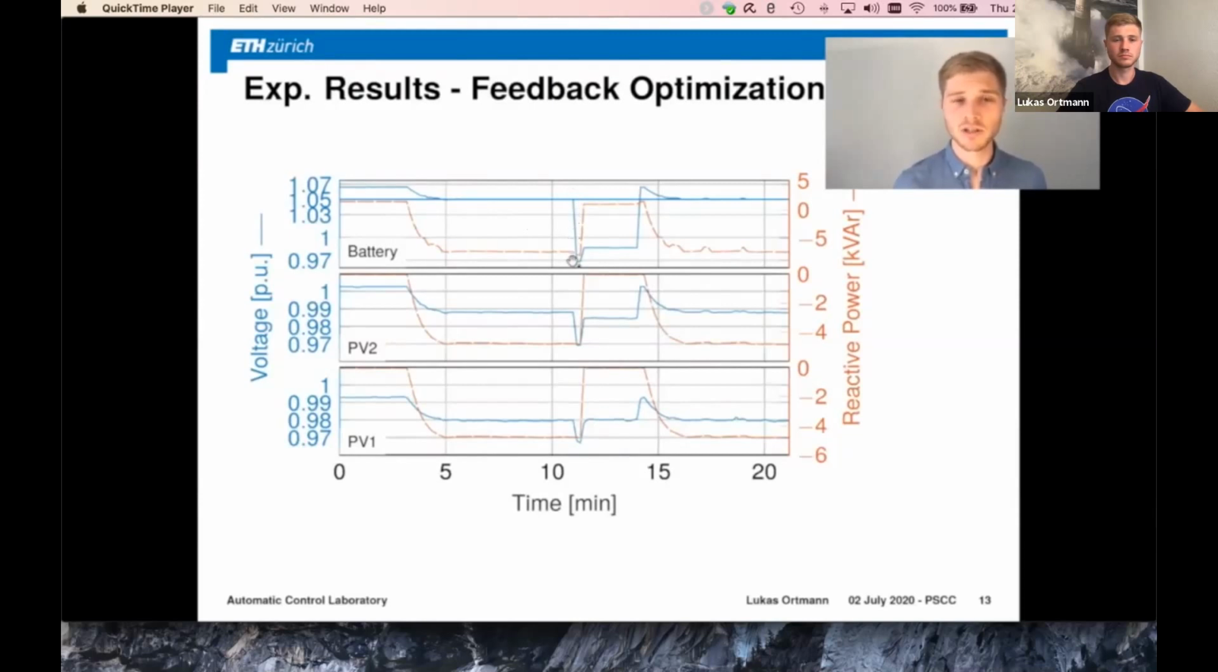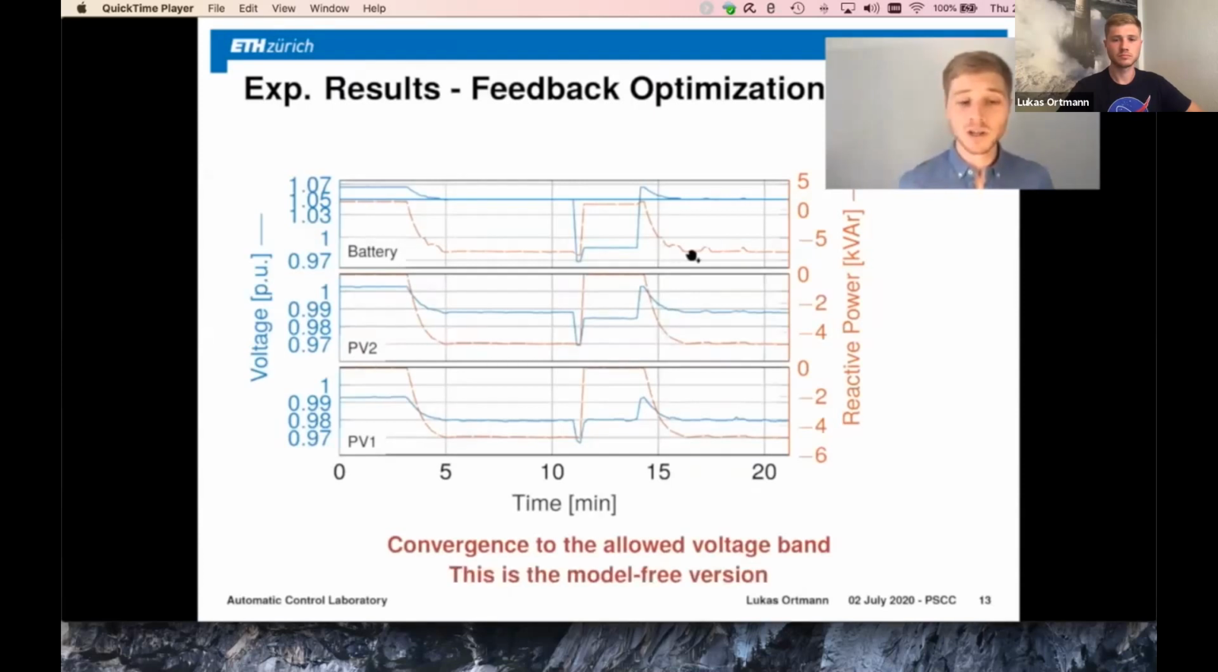Then at minute 12, we actually release this active power injection at the battery, so we do not inject any active power anymore, then the voltage drops down and all the reactive powers also go back to 0. And then here at minute 14, we repeated the same thing, and we can see the same behavior, which is we see convergence to the allowed voltage band. And I told you before that we are even able to implement this without any model information. So we can assume that X is just all ones and it still works, because actually here you can see the data for the model-free version.